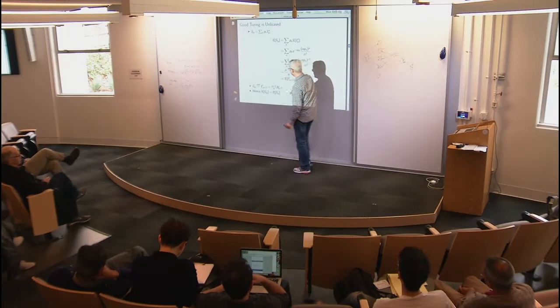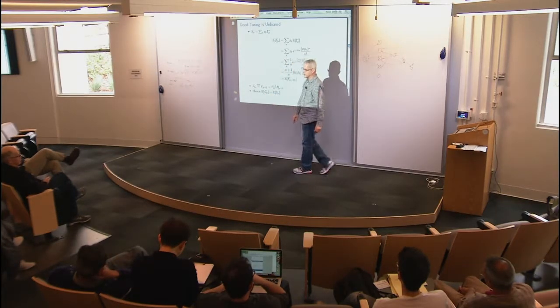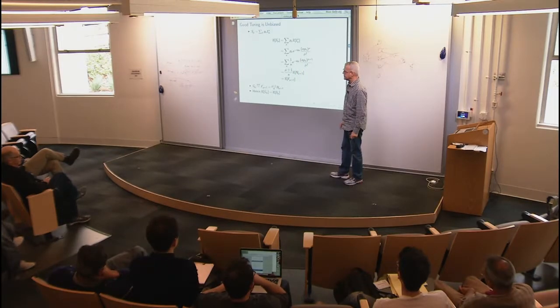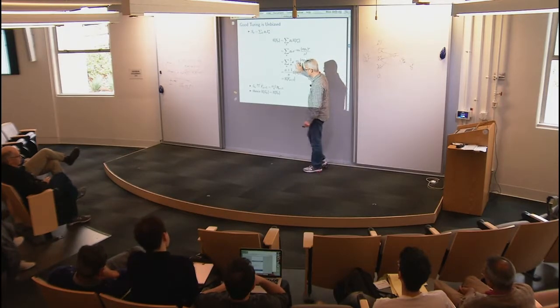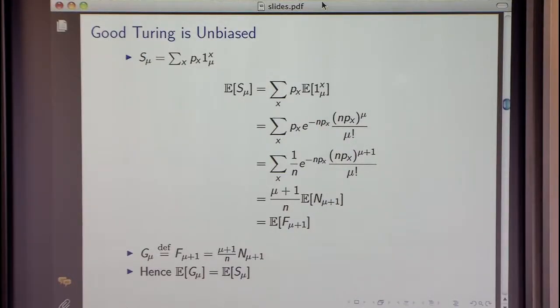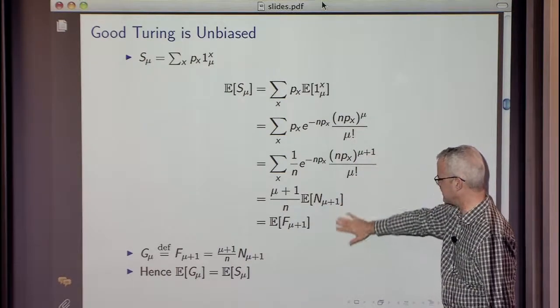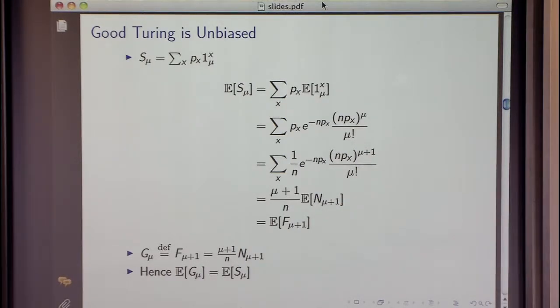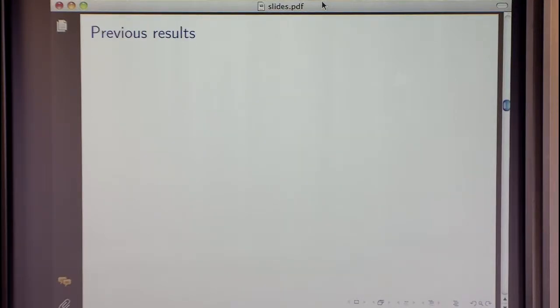So we show that the expected value of g mu is the expected value of s mu. Okay. So hopefully you see that this is nice. This is the simplest proof you will ever see, even though I didn't write it in the best possible sequence. It's correct.